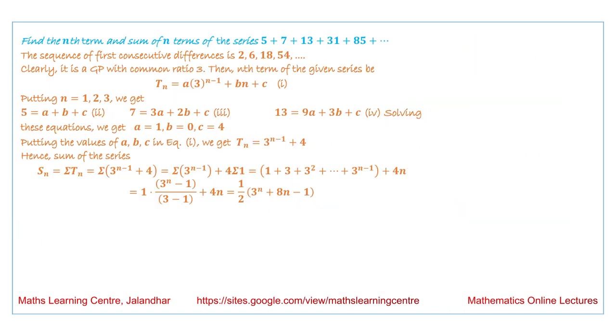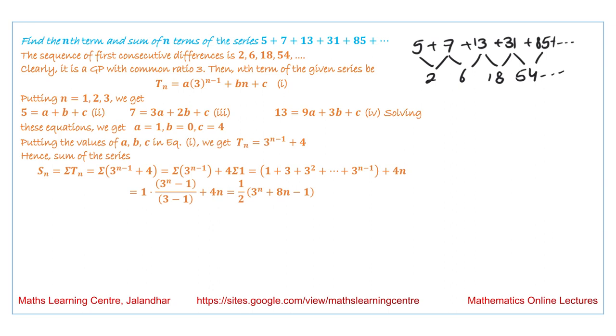Next, find the nth term of this series: 5 plus 7 plus 13 plus 31 plus 85 and so on. If we calculate the differences, the differences are 2, then 6, then 18, and the next difference is 54, and so on. So this is a GP and the common ratio R is 3. So we assume that the general term Tn is equal to a into 3 raised to the power n minus 1 plus bn plus c.